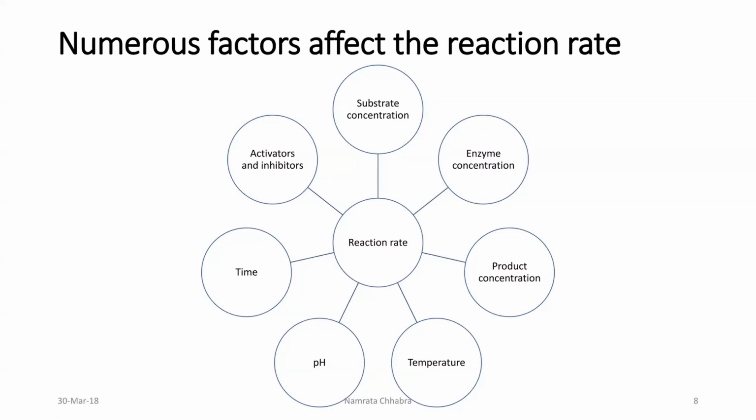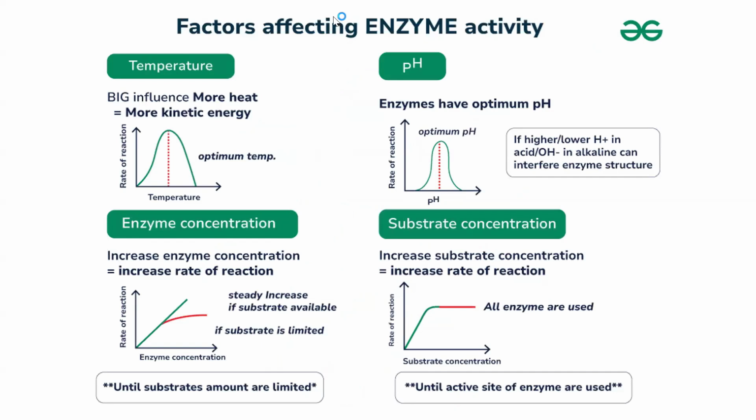So, in this video, we are going to look at the numerous factors that affect the enzyme-catalyzed reaction. These are the factors that affect the rates of reaction, and they include substrate concentration, enzyme concentration, product inhibition, temperature, pH, time, activators, and inhibitors. So let's start with the temperature.